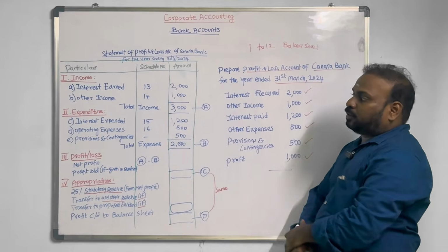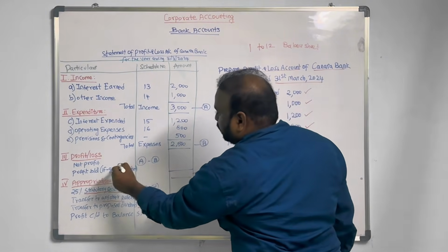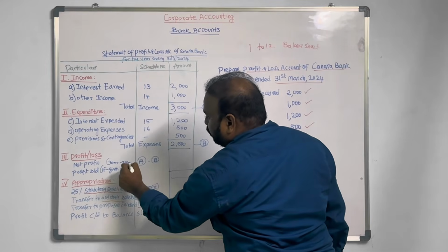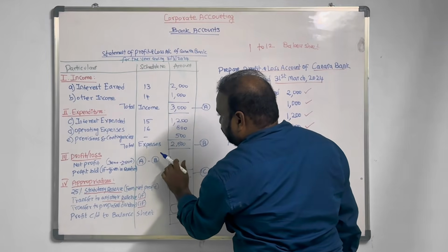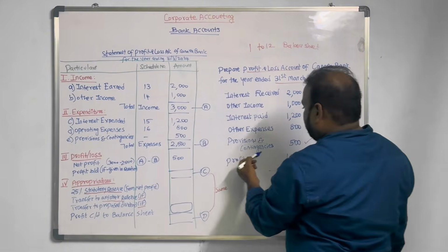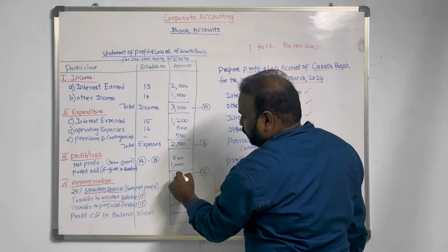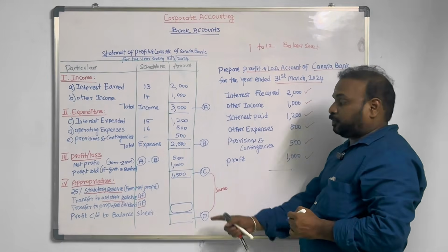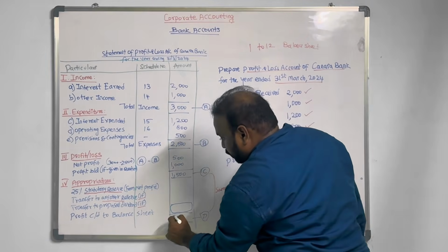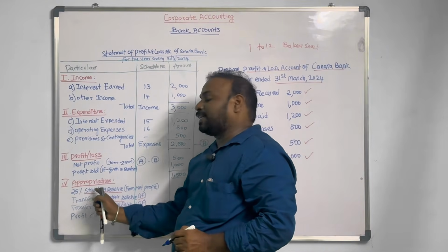Now go for the third one, profit or loss. Net profit is A minus B. A is 3000, so 3000 minus B, which is 2500, gives 500. Then profit is given in the question as 1000, so when you add, you get 1500. The moment you get the total of C, the same should be entered for the total of D, 1500.